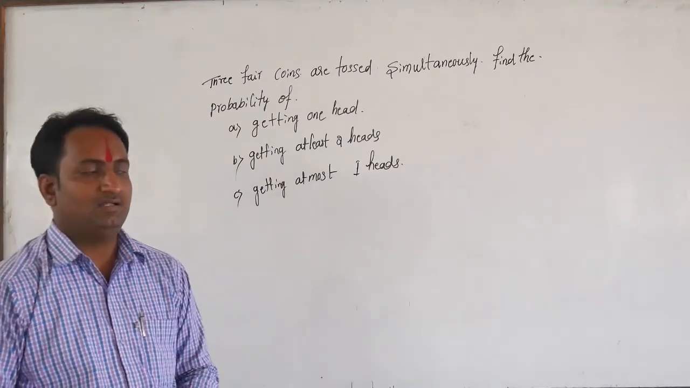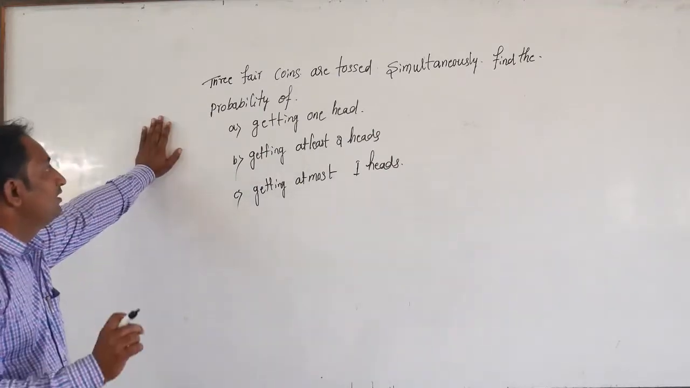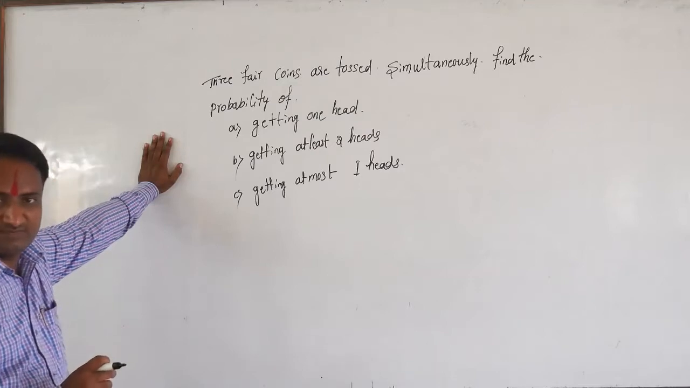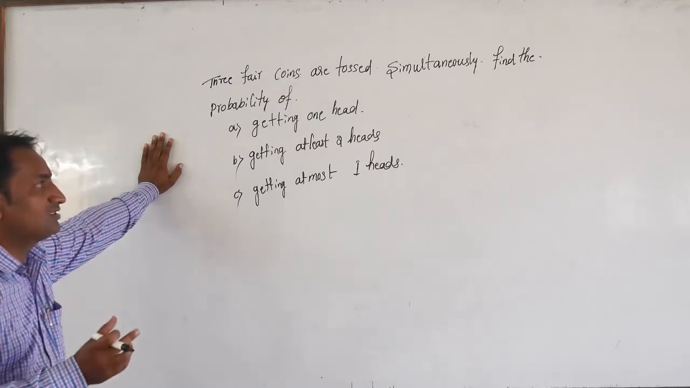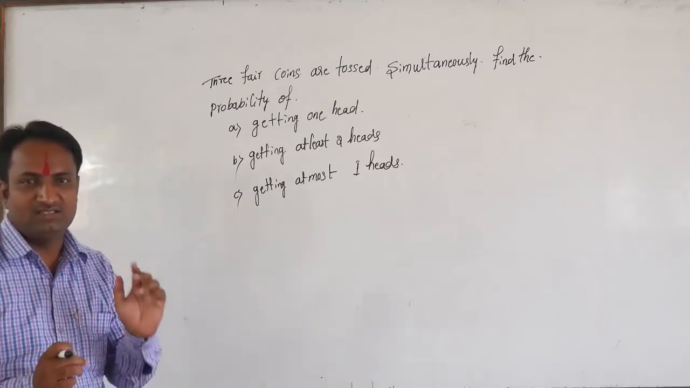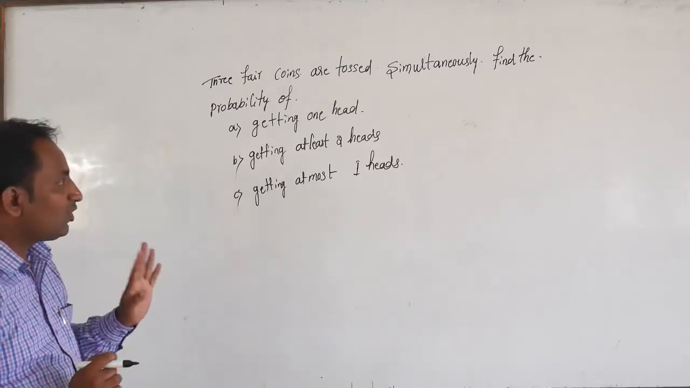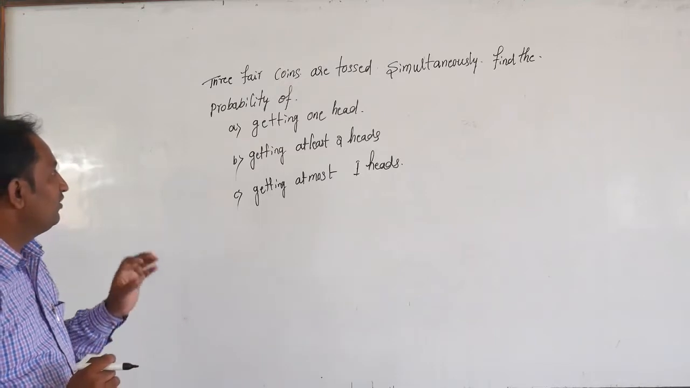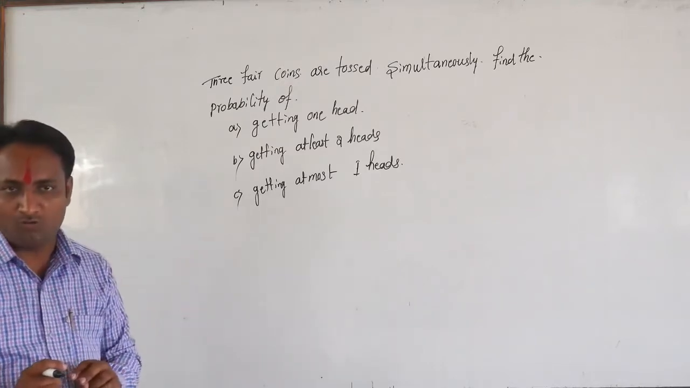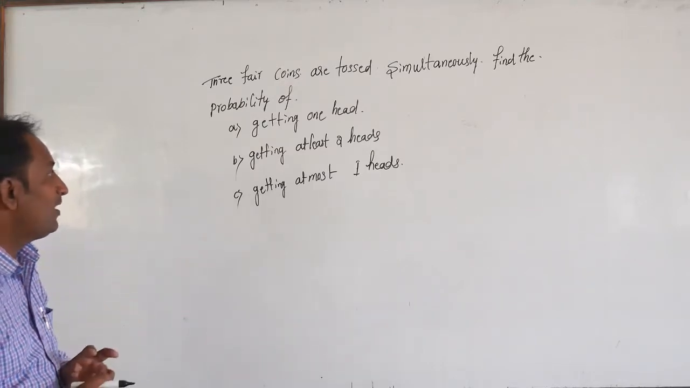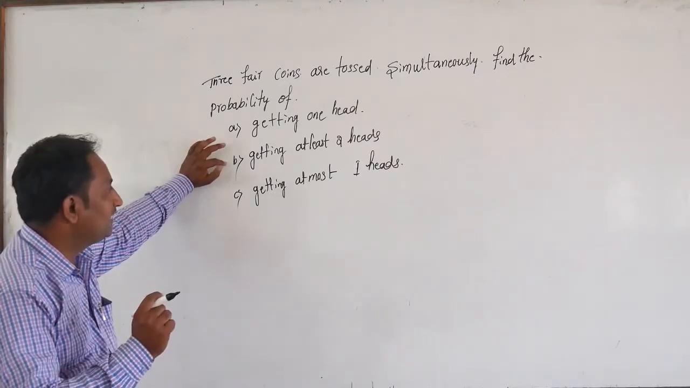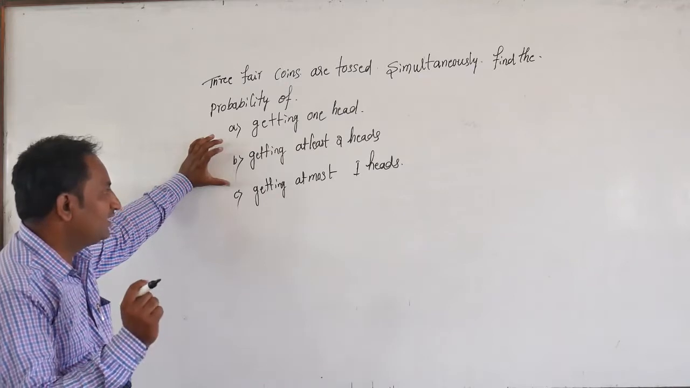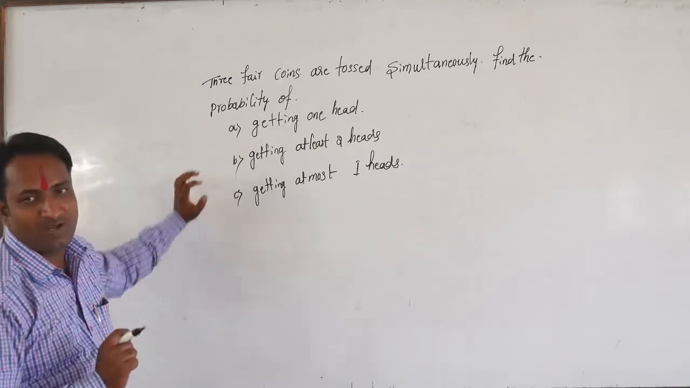The next example is 3 fair coins. 3 fair coins are tossed simultaneously. Find the probability of getting exactly one head, getting at least 2 heads, and getting at most 1 head.